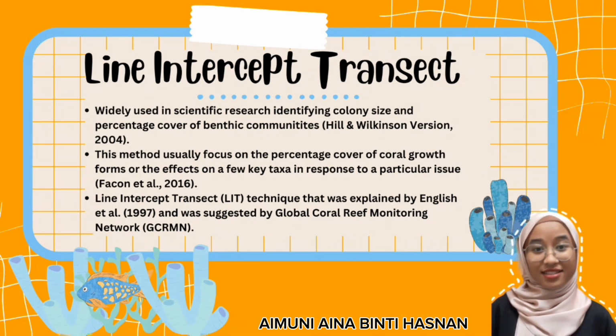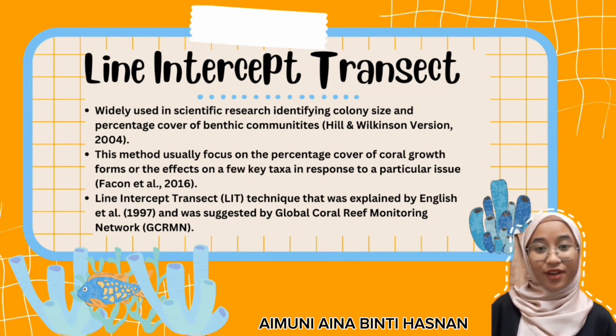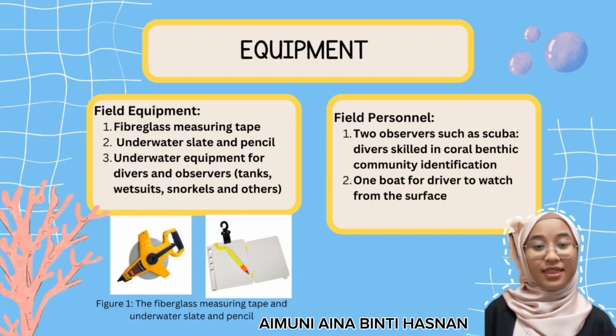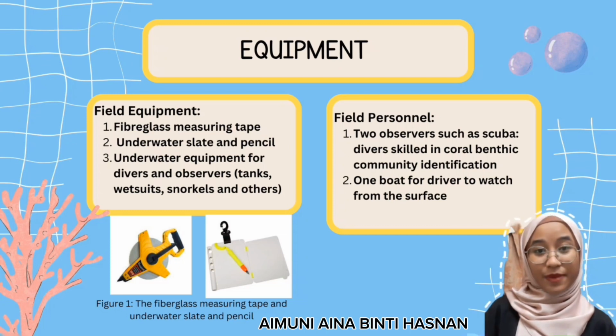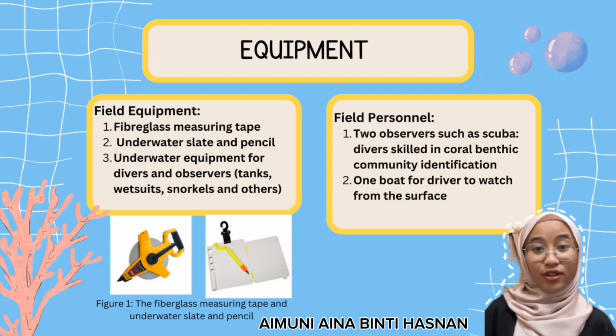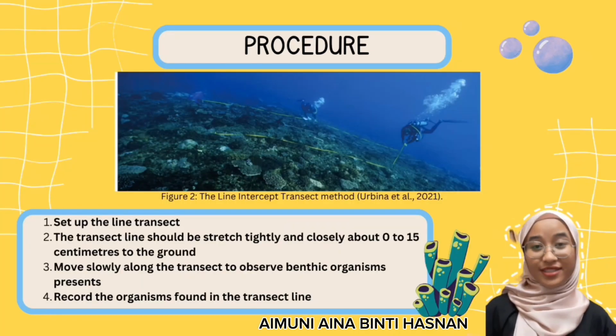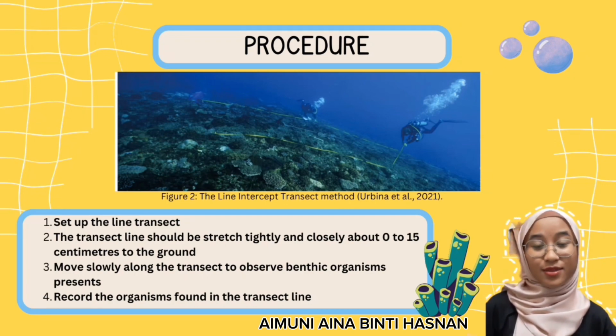The first technique is the line intercept transect, used to identify colony size and percentage cover of benthic communities. The equipment is a fiberglass measuring tape, underwater slate and pencil, underwater equipment for divers, and also observers and a boat for the driver. The procedure is to set up the line transect, then move along the transect to observe and record the organisms found.